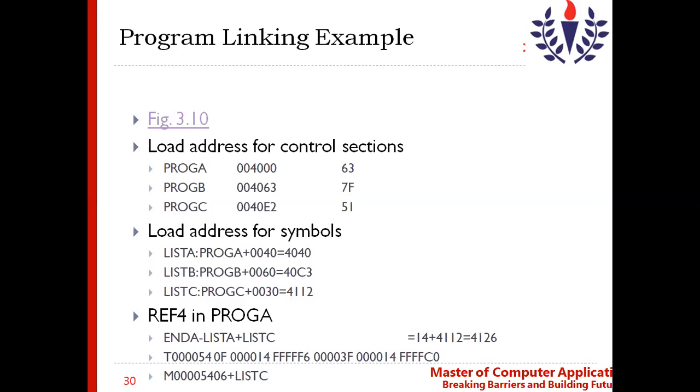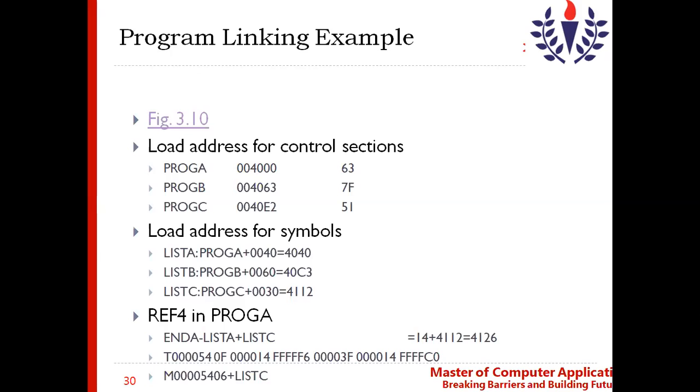Now, when you have program A, program B, and program C, each will have a loading address. It is not 0. It will have a different address. When you have a different address, automatically the remaining values will also change. Say for example, if you take list A, list B, and list C.